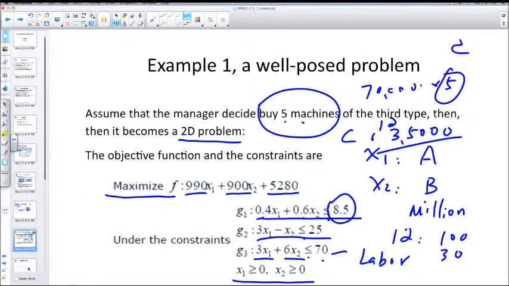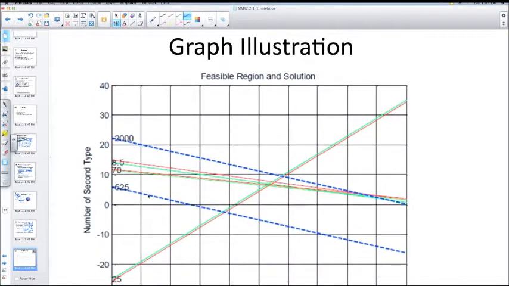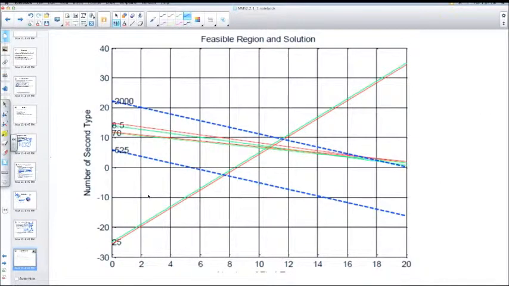Now, we can illustrate this in a graph. That gives you a clear illustration. What is the real problem? Let's identify it line by line. The first equation is the money constraint. That will be the red line here, 8.5. It's a straight line here on the top. That's G1.